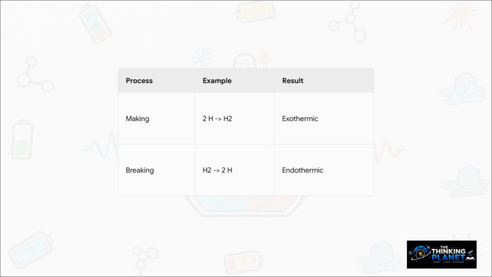But where does that extra energy go? It has to go somewhere, right? It gets released to the surroundings. Let's say they lose 2 joules of heat energy. Because heat is released, bond making is always an exothermic process, period.